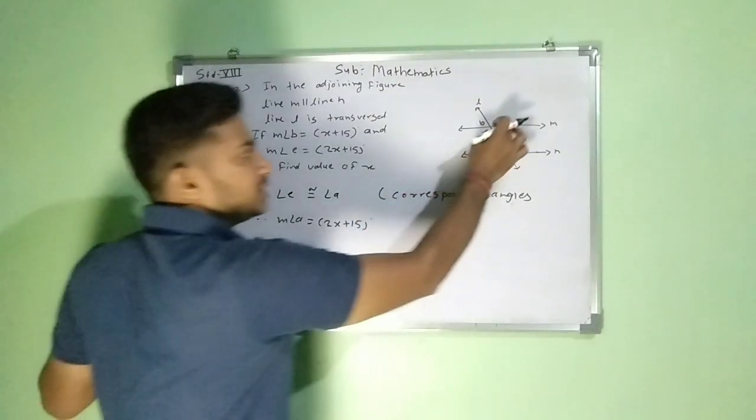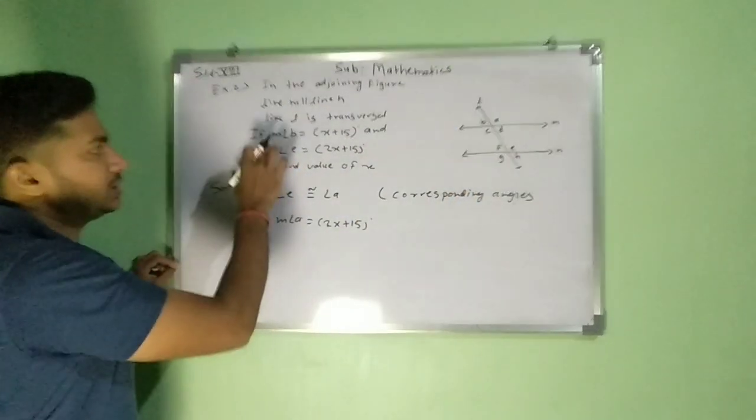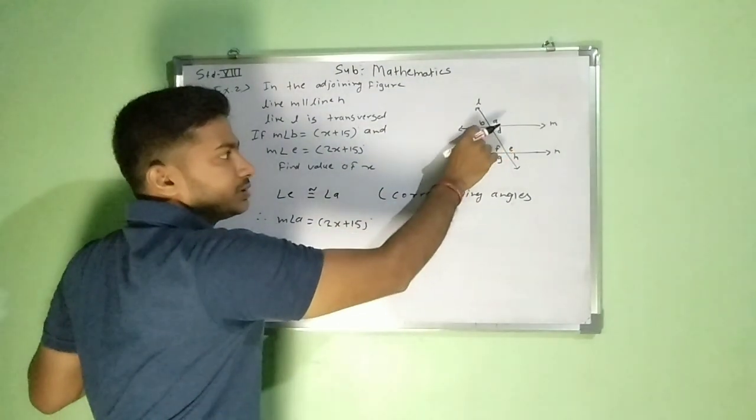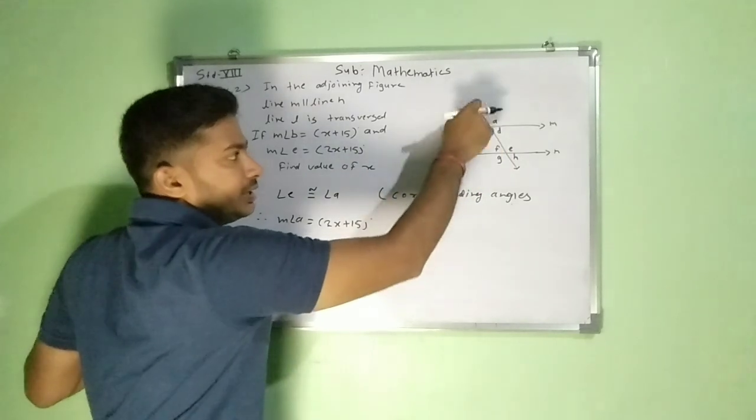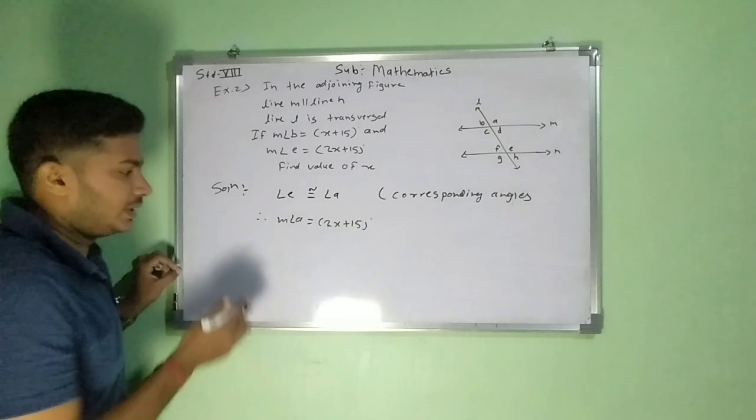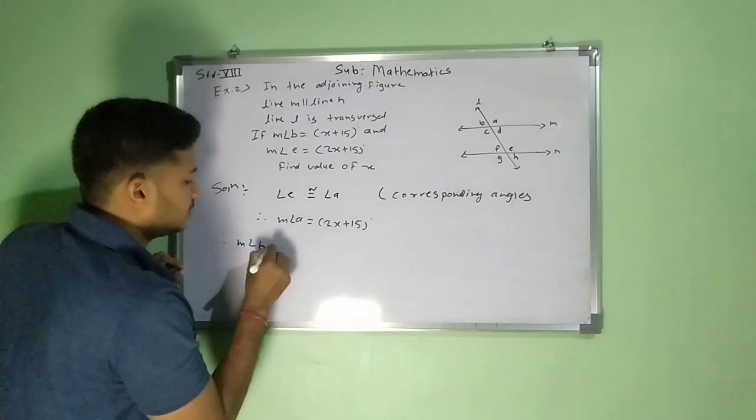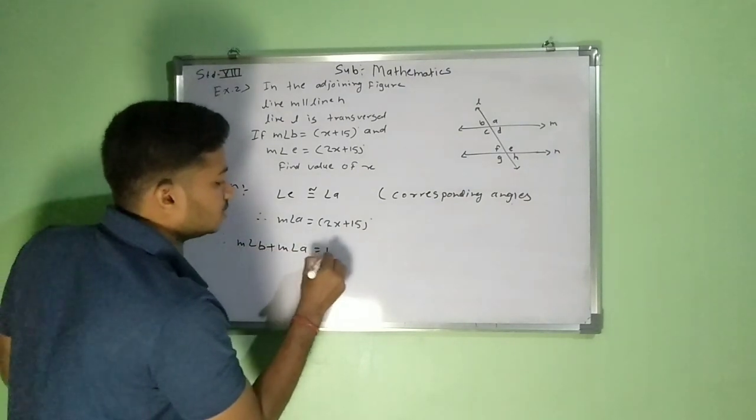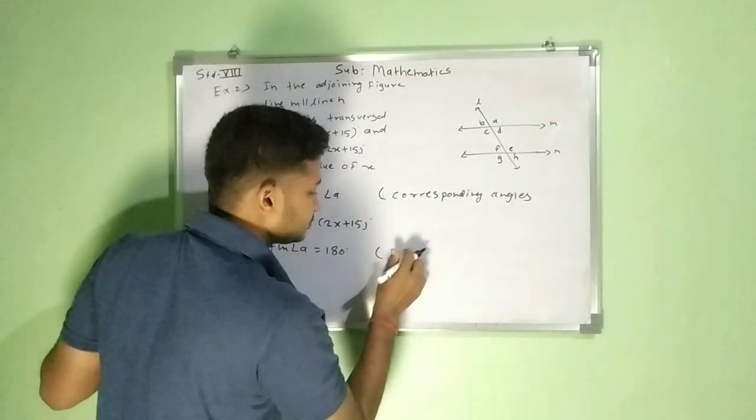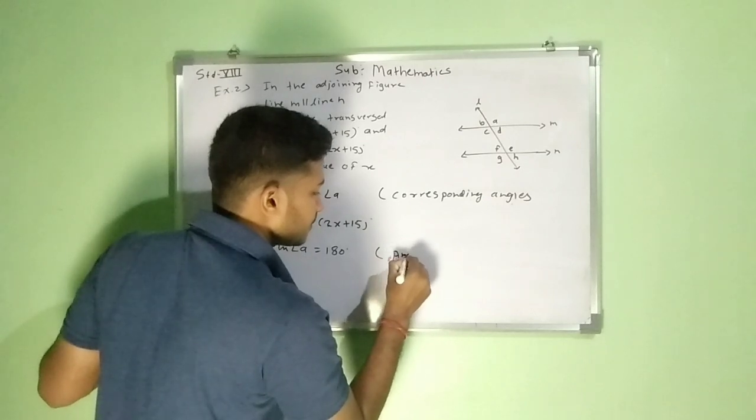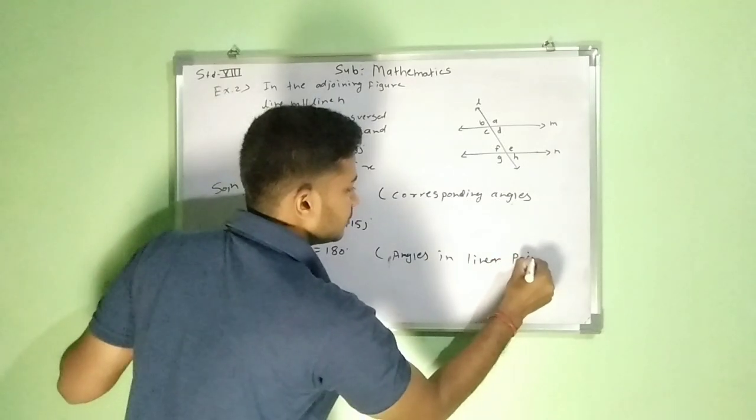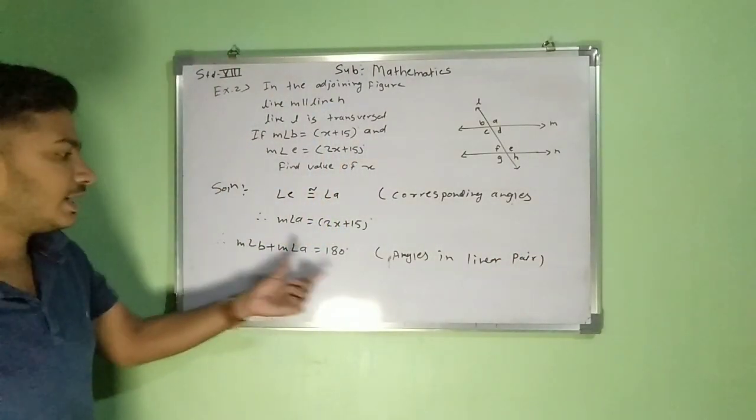So here we got the measurement of this angle, and this measurement we already have, that is, measurement of angle B is x plus 15. If we carefully look at these two angles, angle B and angle A, they are angles in a linear pair, and we know the property of angles in a linear pair, that means they are supplementary. Therefore measurement of angle B plus measurement of angle A is equal to 180 degrees, and we have to write the reason, that means angles in linear pair. Okay, these two angles are angles in linear pair.